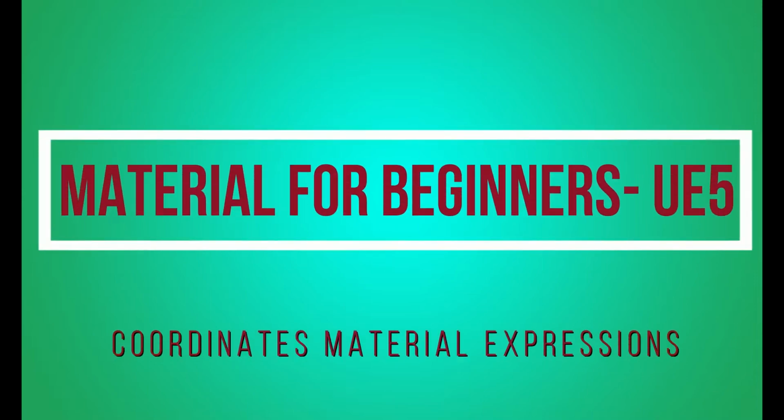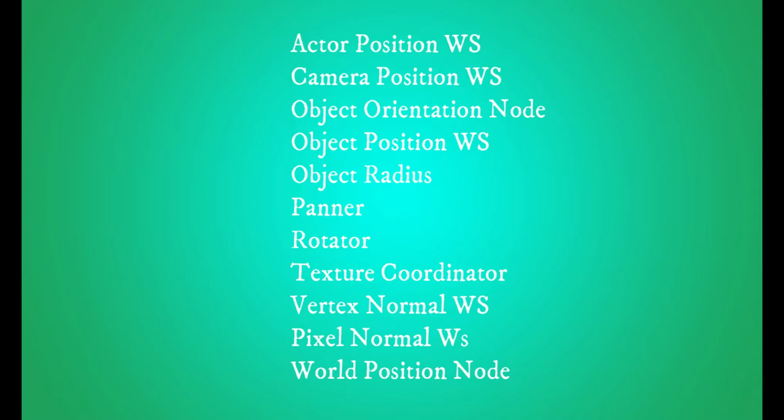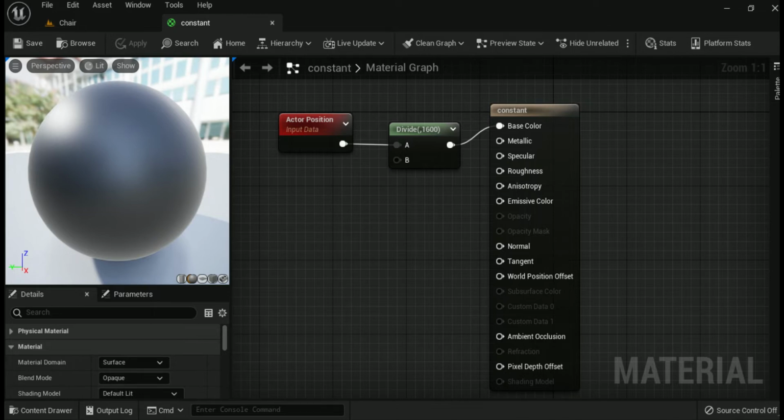In this video we will see what are the expressions that perform actions on texture coordinates or output values that can be used as, or to modify, texture coordinates. Actor position world space outputs vector 3. That is, RGB data representing the location of the object with this material on it in world space.